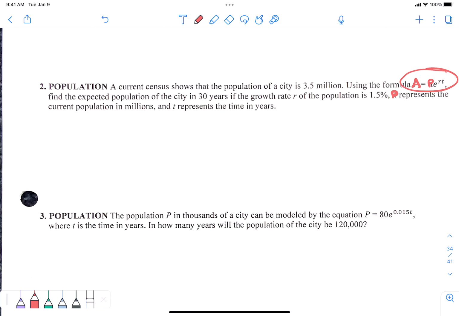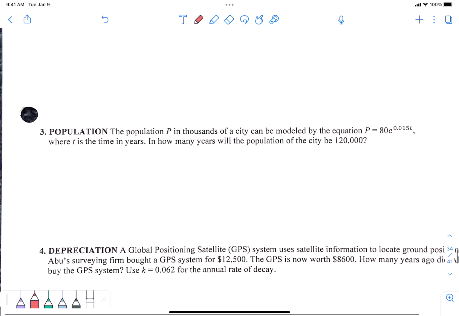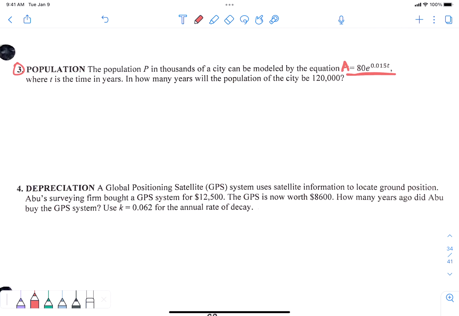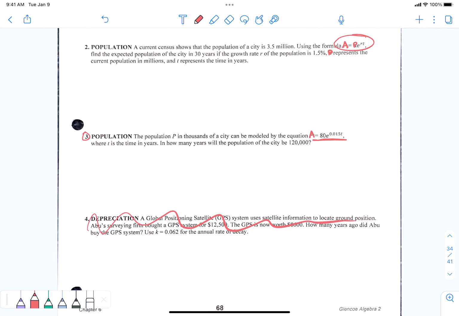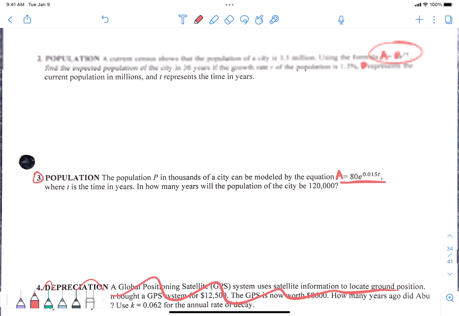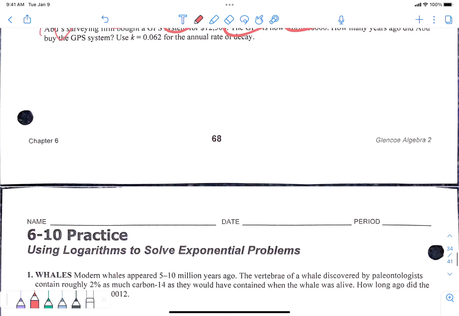So do number 2. Do number 3, they give you the formula here, except they call it P, we call it A. So if you want to switch that, you can. So do number 2, do number 3, and you can skip number 4. Okay? So 2 and 3 on that side is what you can do. And probably 2 and 3 on the back.